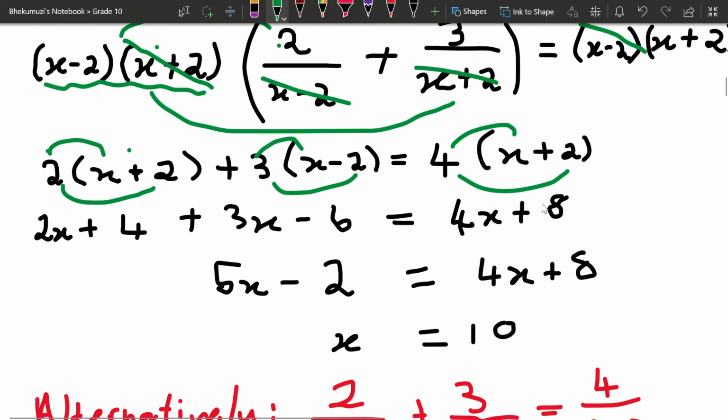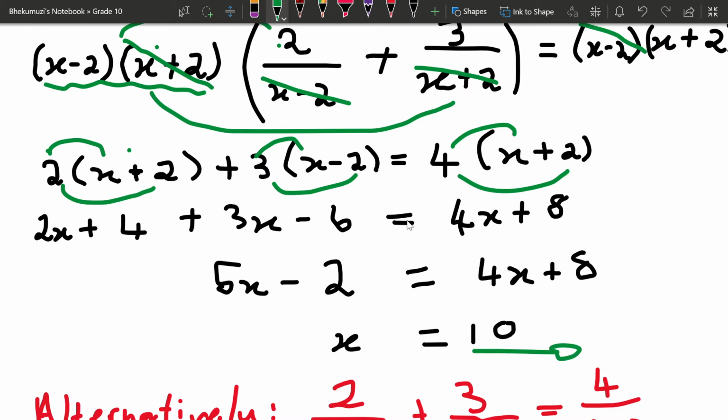And after that, when you do grouping, you'd find that 2x plus 3x is 5x, 4 minus 6 is minus 2, and here it was already 4x plus 8. Then we take 4x and subtract it from 5x, which just gives us x, and we take minus 2 and add it to 8, that gives us 10, and so that would be the answer.